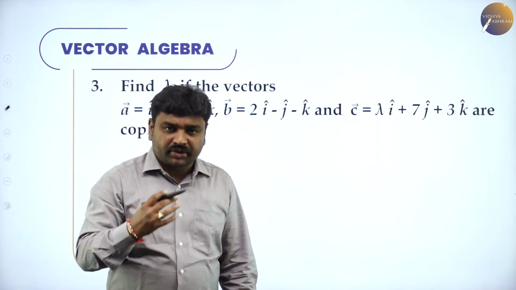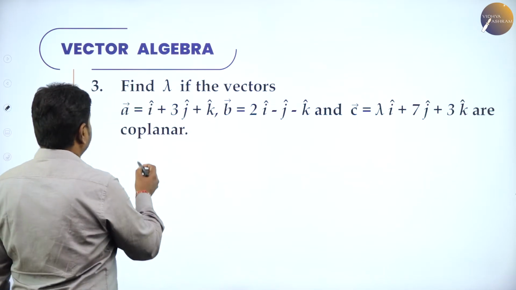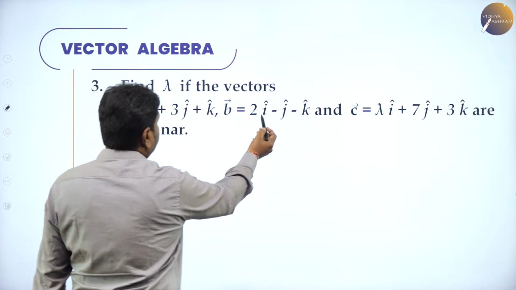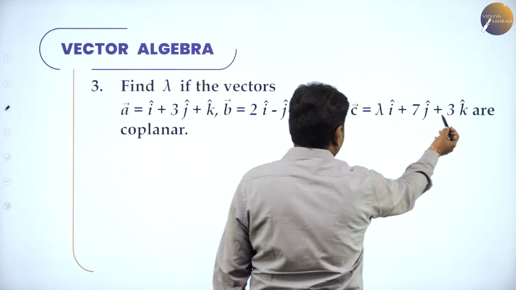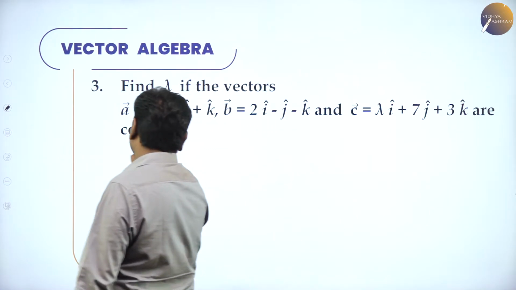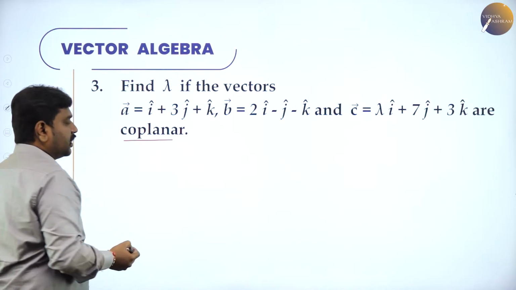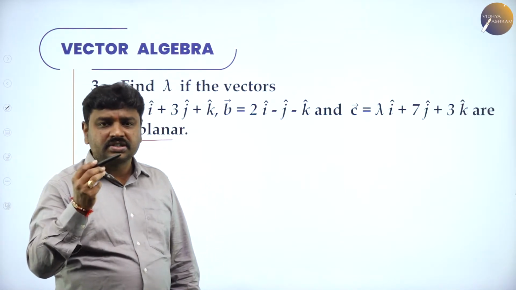Okay, we'll start with problem 3. We are given 3 vectors. A = i cap plus 3j cap plus k cap. B = 2i cap minus j cap minus k cap. Vector C = lambda i cap plus 7j cap plus 3k cap. They told us they are coplanar. You know, if 3 vectors are coplanar, their box product is 0.